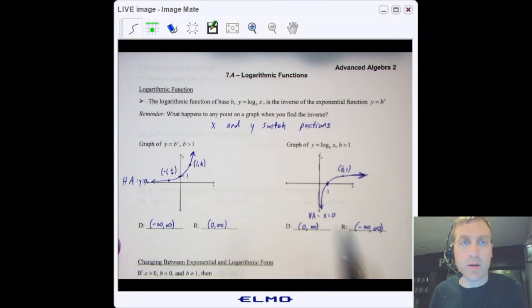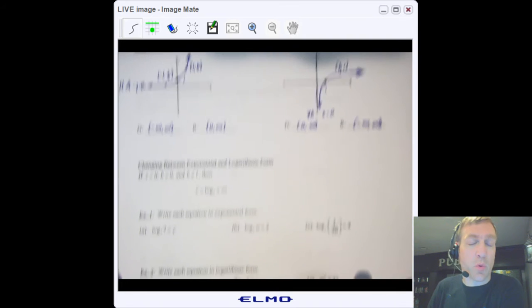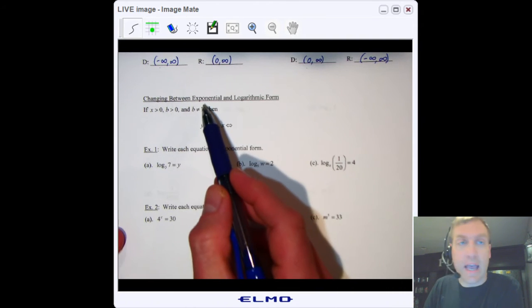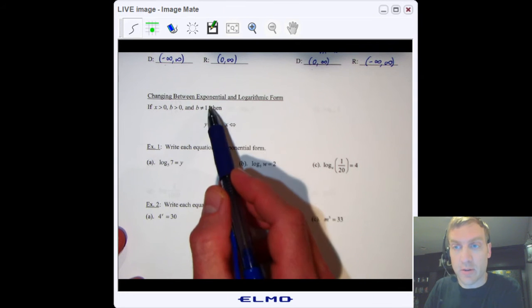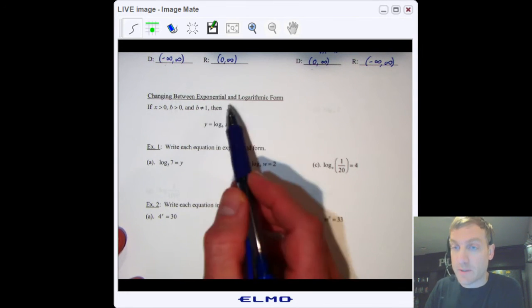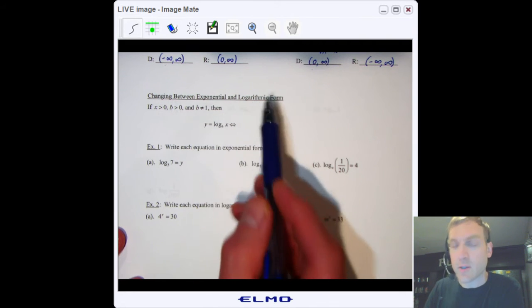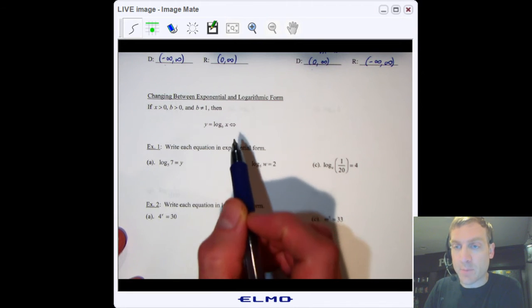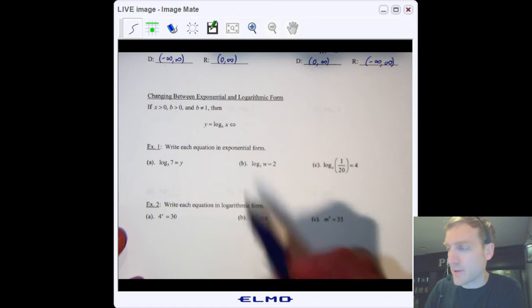You cannot take the log of a negative number. Okay, so first thing we're going to do is practice rewriting between exponential form and logarithmic form, changing between exponentials and logarithms. We're going to be doing this very frequently when we deal with logs, going back and forth from exponentials to logs. What I'm about to write right here is probably the most important thing you can know about logs. Everything we're going to do after this is going to come back to this.